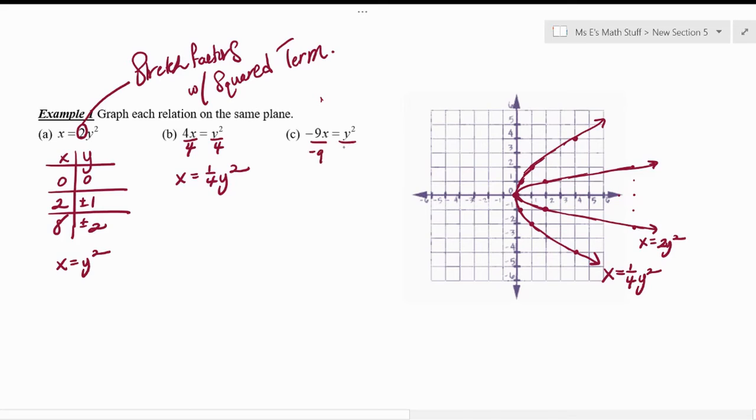You get to divide both sides by -9. I personally would write it as x equals -1/9 y squared. And then this time, put 0 in, you get 0 out. Put 1 or -1 in for y, you get -1/9 out. 2 or -2, you get -4/9 out for x, which was just a little less than a half.